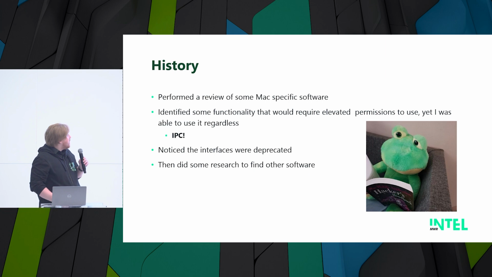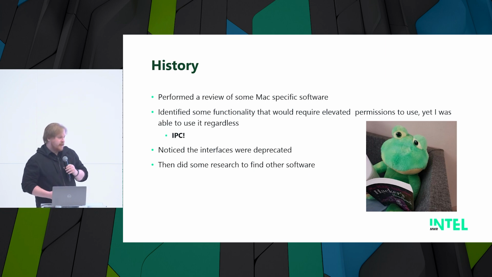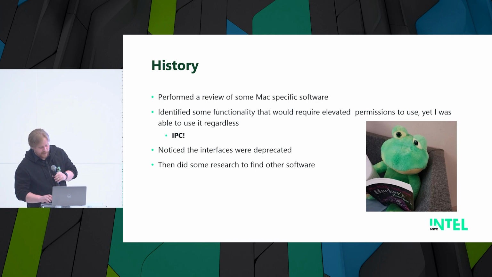We were doing a security assessment on some Mac-specific software, and I identified some functionality that would require elevated privileges to be able to use it, right? But when I clicked on the button to use the functionality, I wasn't prompted for a login or anything like that. It just worked out of the box. That immediately raised an alert. Must be something like an IPC mechanism. I then researched this IPC mechanism and determined that it was, in fact, aggressively deprecated, and did some research to find other software.